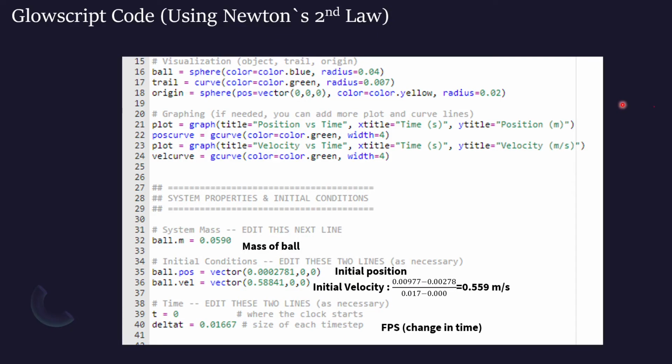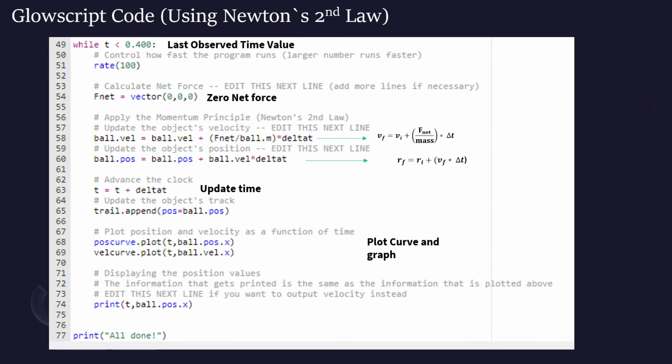This is the GlowScript code that I used to create my theoretical model. To begin, I stated the mass of the ball as shown here, and I stated the initial position and the initial velocity as shown here, calculated using the average velocity formula. I then set the delta t, which is the change in time, equal to the frame rate, which is 60 frames per second. From here, I stated the last observed time variable to end the loop, and I made sure the net force was equal to 0.